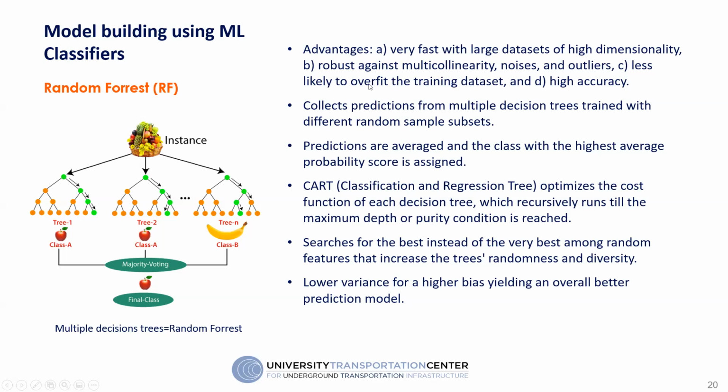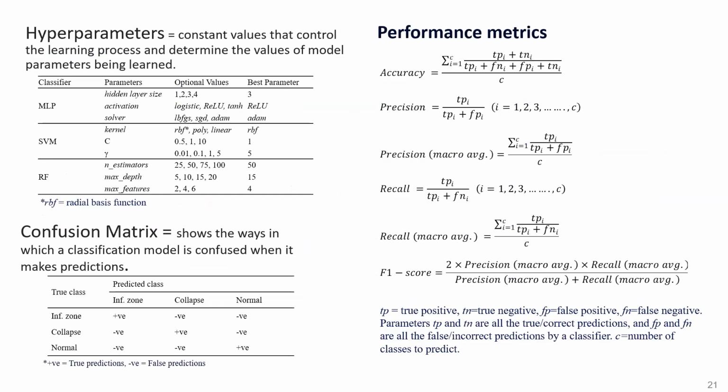In other words, the predictions are much better than the performance of the fitting, and it has high accuracy. As I said, it is a collection of multiple decision trees; we average the prediction from each tree and do a majority vote to get the final class. It uses CART. It looks for the best instead of the very best, so as to increase its randomness and diversity. Another advantage.